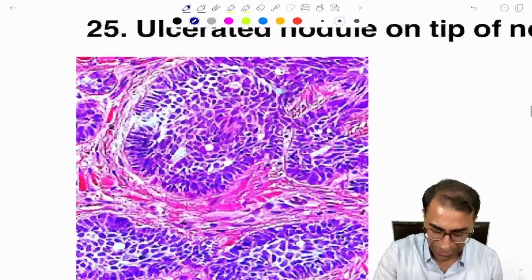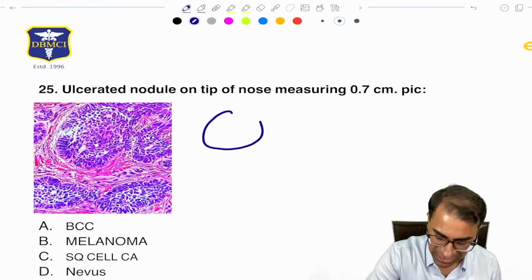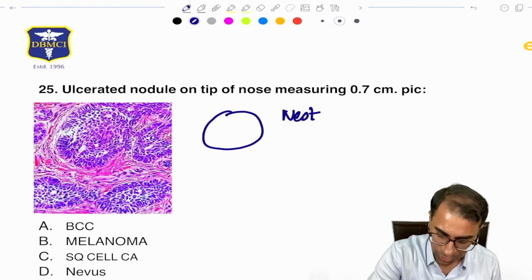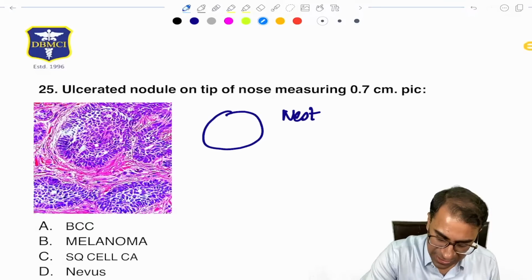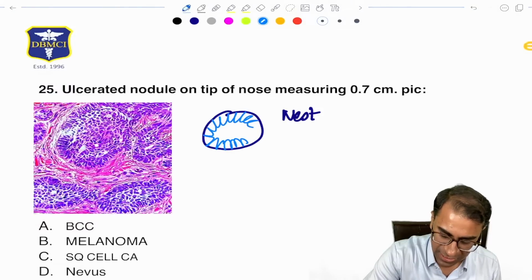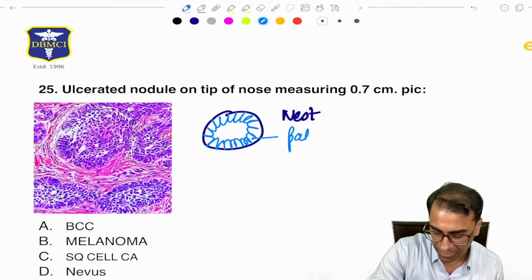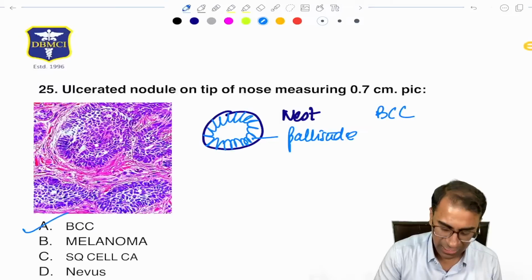Now this is an interesting case. What you see in this image are the cells in the periphery. Suppose here is a nesting pattern, in the nests. If you see at the periphery, cells are arranged like this, it becomes a case of basal cell carcinoma. This type of arrangement is called palisading pattern.